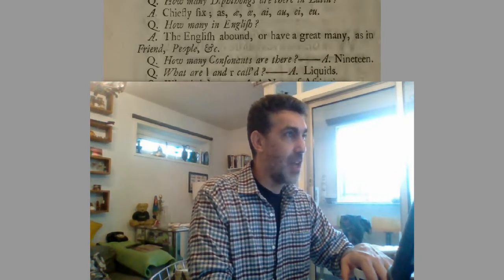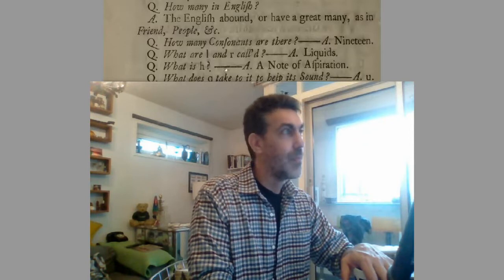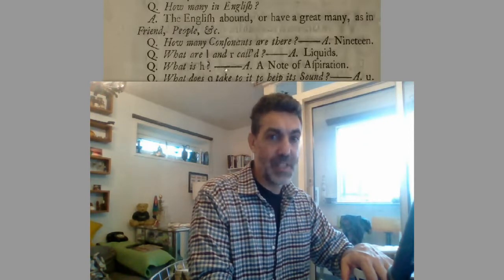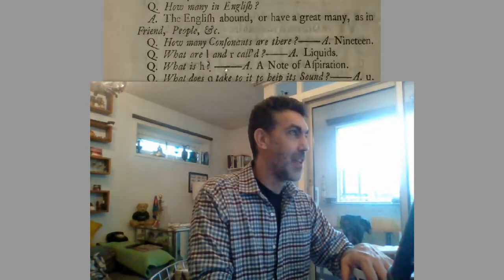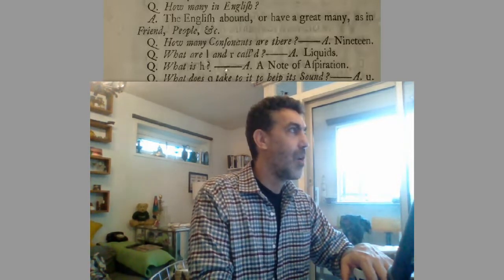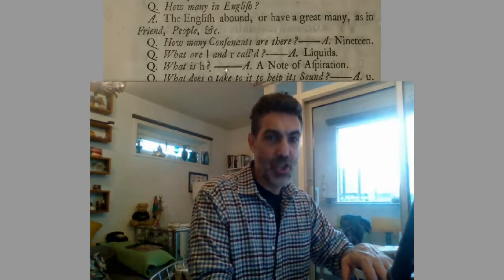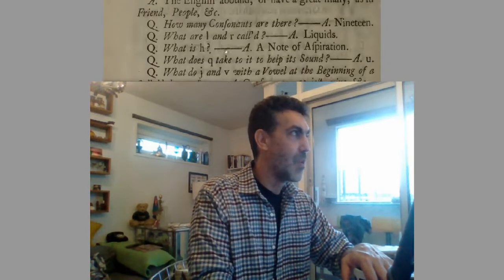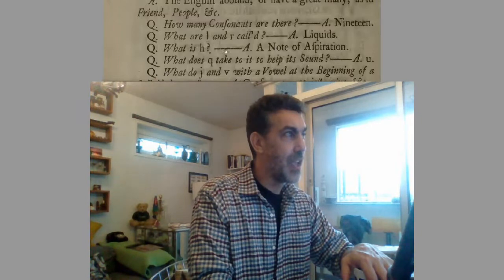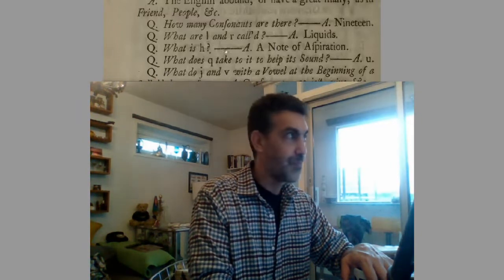How many consonants are there? 19. And what are L and R called? L and R are called liquids because they can run like liquid, L and R, or R, if you do that kind of R. What is H? A note of aspiration. Aspiration means breathing. What does Q take to it to help it sound? And the answer is U.